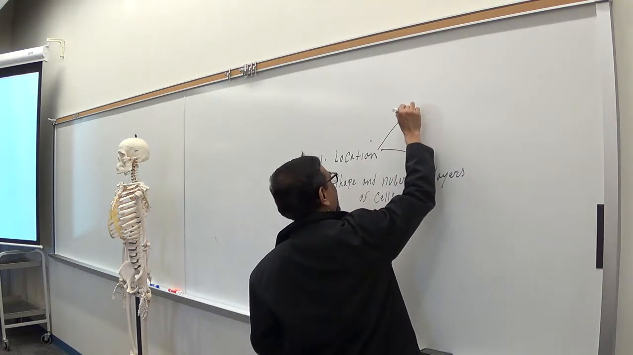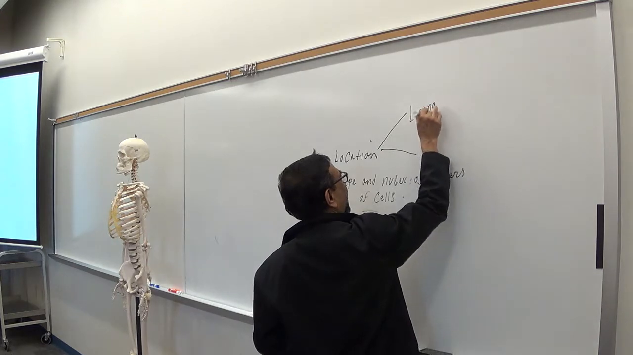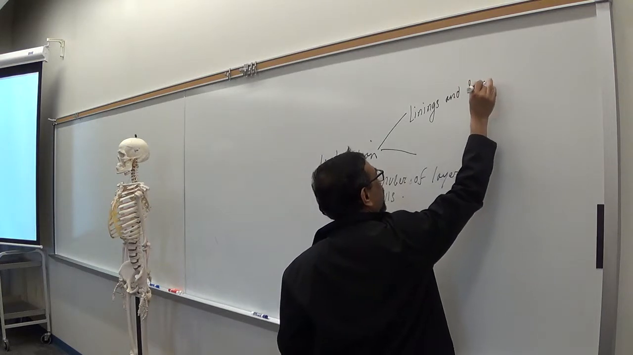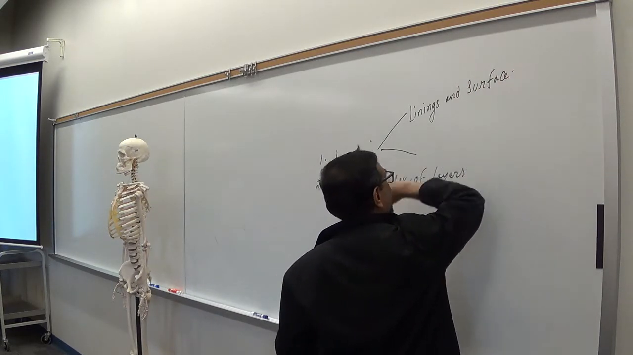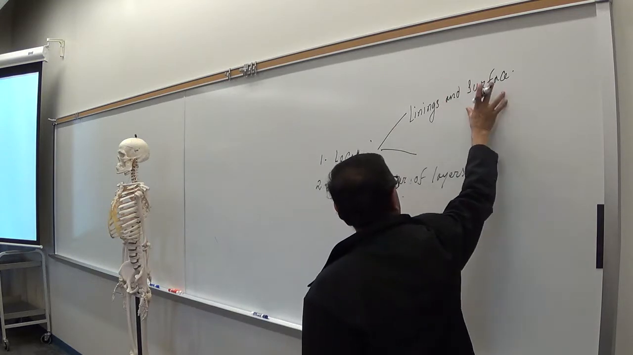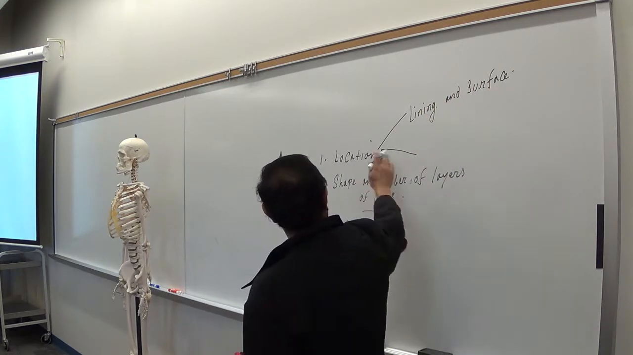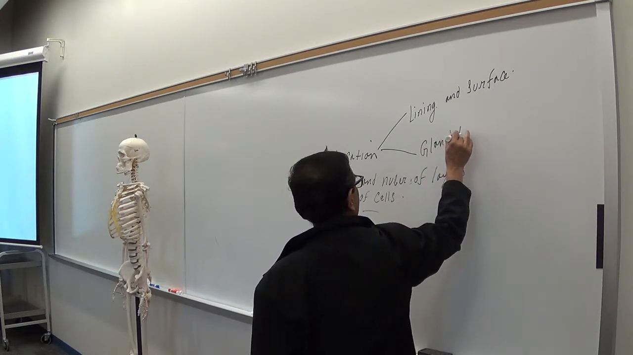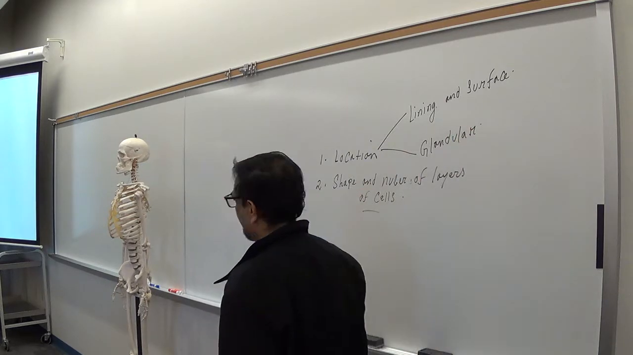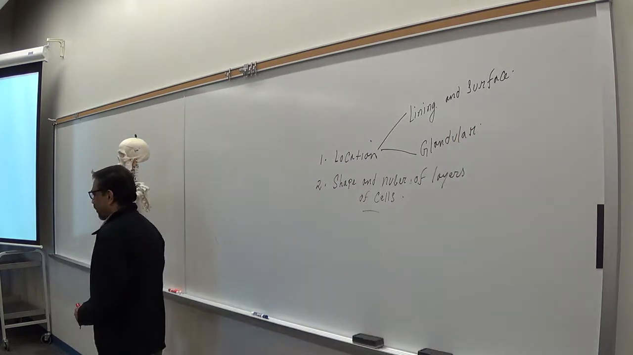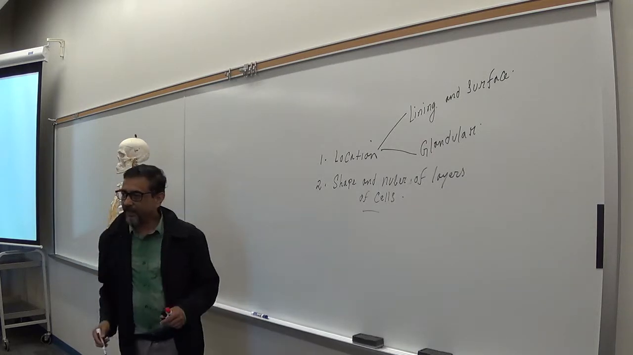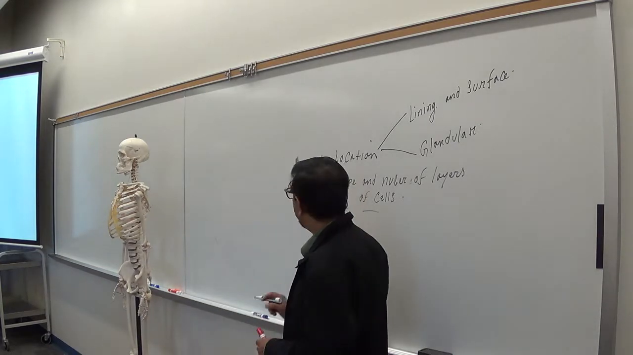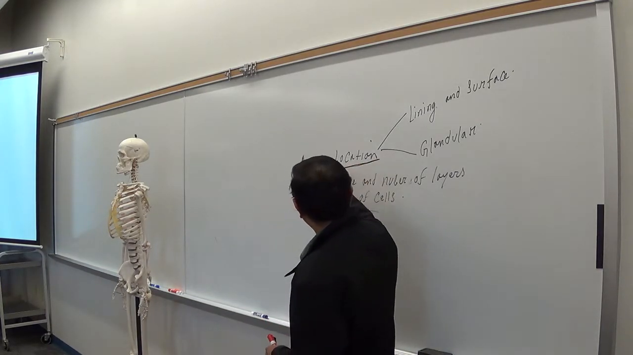Number 1, lining, inner lining, right? Remember? So lining and surface, skin, outer surface of the skin. So that is one, lining and surface epithelium. Another is glands, called glandular. I also mentioned that, right? So inside the glands. So one type is lining and surface epithelium, and another type inside the glands, glandular epithelium. So those are by locations.